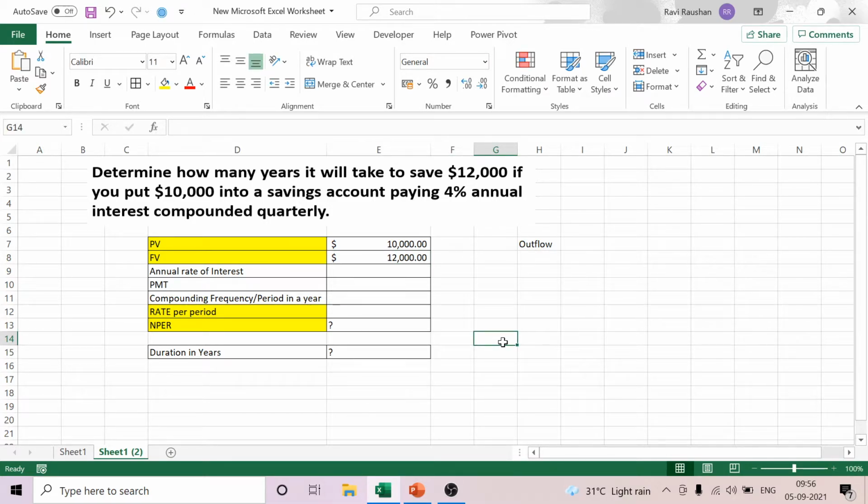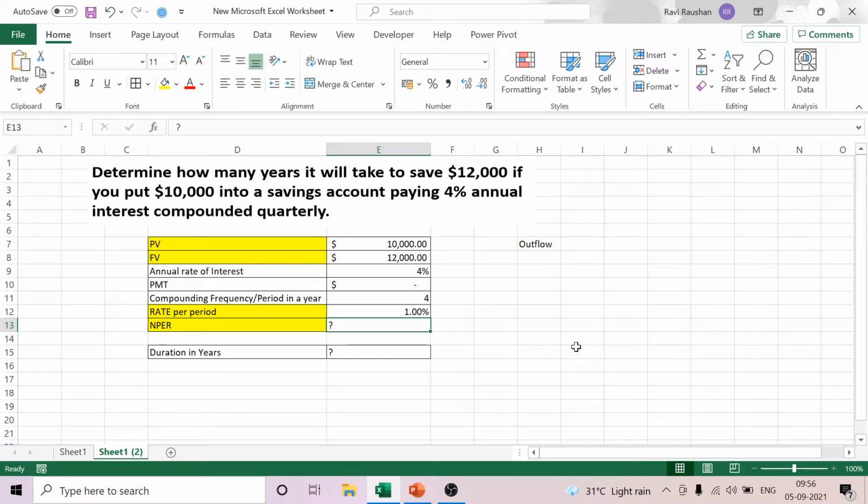Now, 4% annual interest rate. There is no PMT mentioned, so PMT is 0. If something is not mentioned, we'll have to assume it is 0, because there is no periodic payment. Compounding frequency, they said quarterly, so compounding frequency is 4. So I can calculate the rate per period: 4% divided by 4. I get my compounding period rate of 1%.